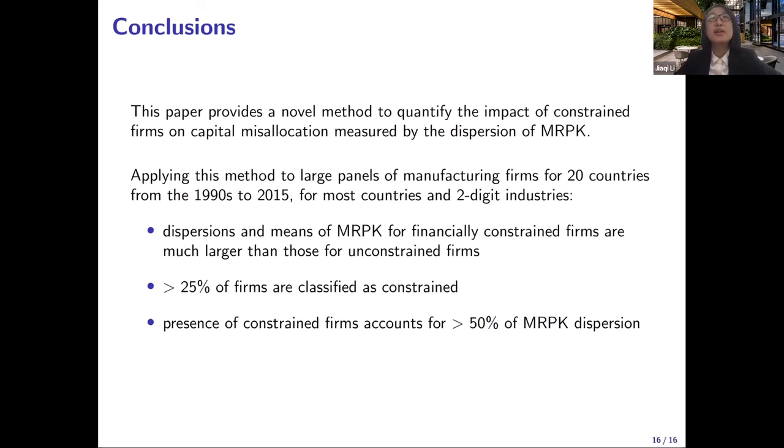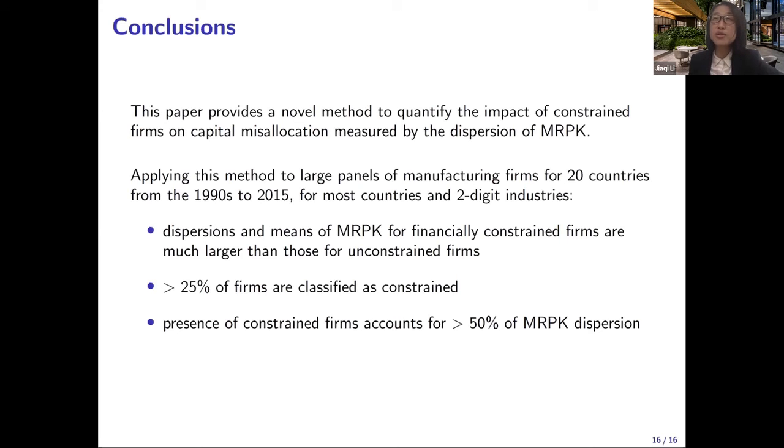Yes, that's actually also one of the arguments in a theoretical paper by Midrigan and Xu, I think. They're saying that the impacts of financial frictions could be undermined by this accumulation of net worth. So that is probably not very important to explain capital misallocation.